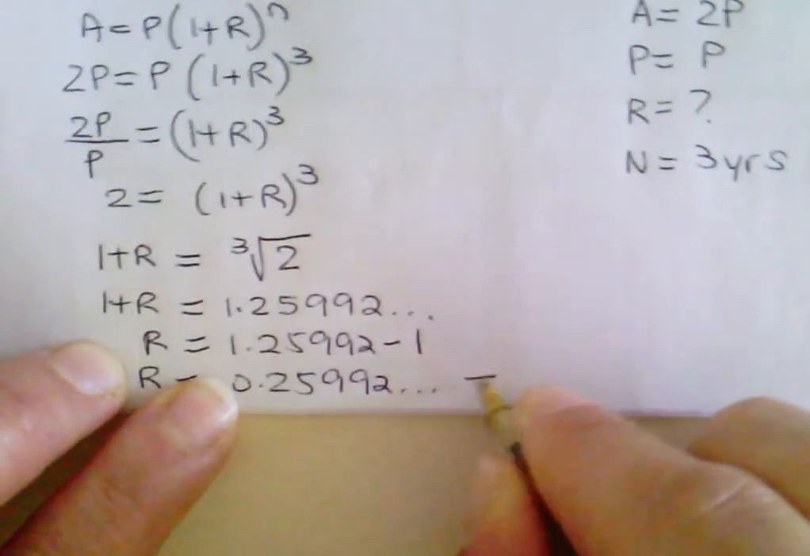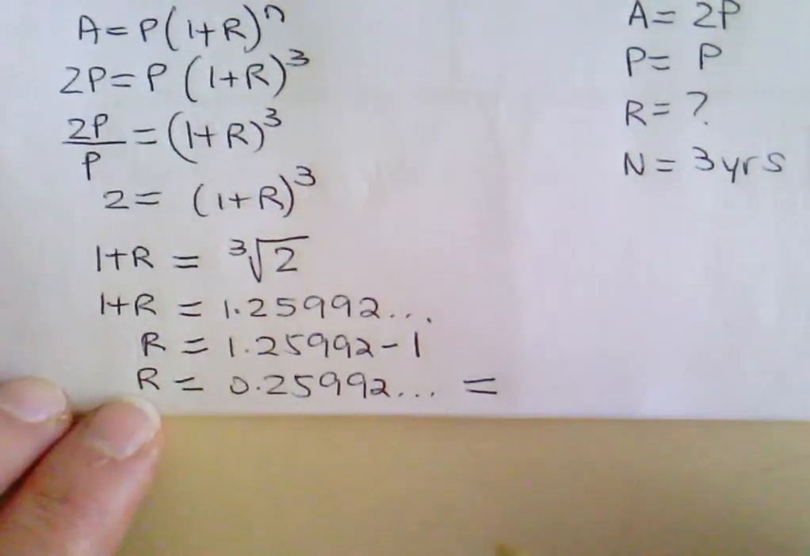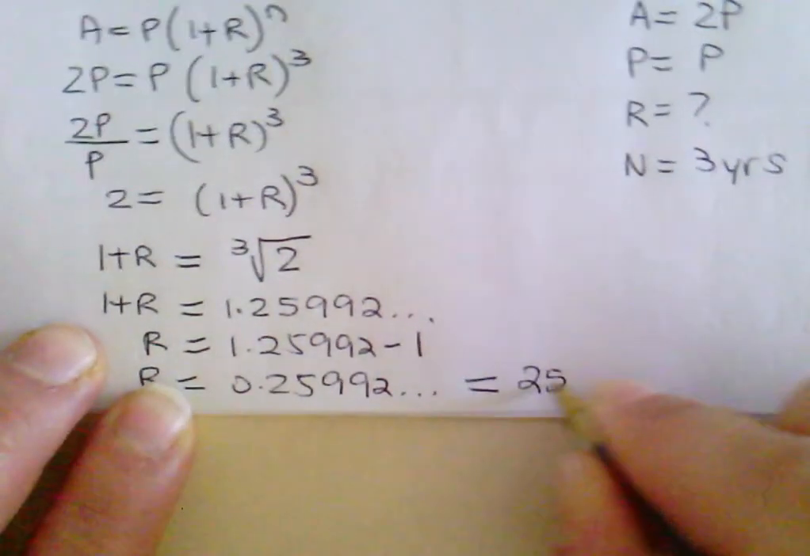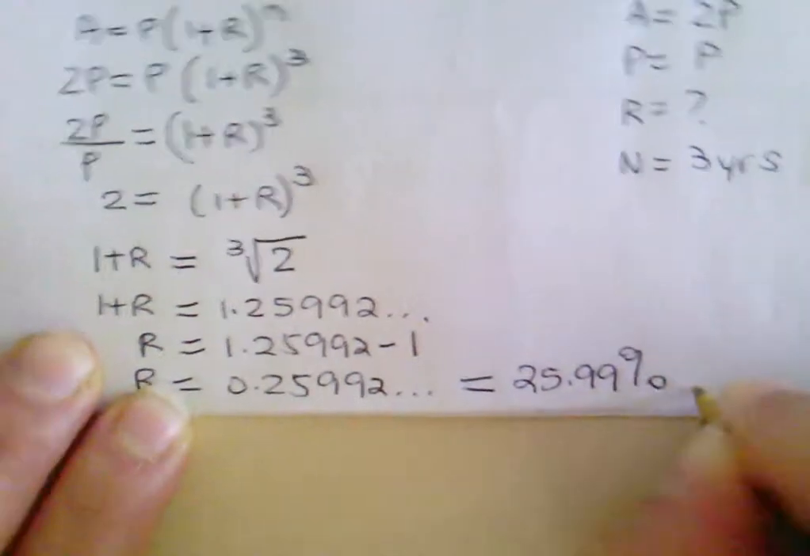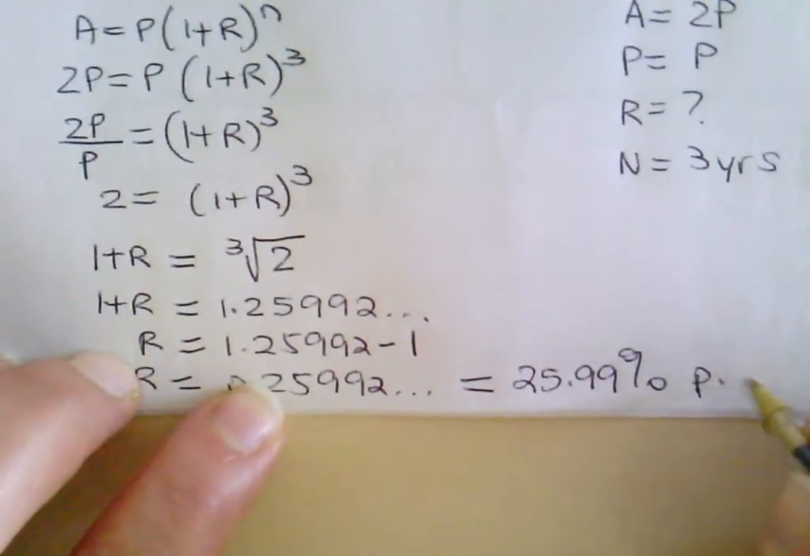0.25992, etc. Girls, remember, whenever you use the A equals P(1 plus R) to the N formula, which is the compound interest formula, your R is always expressed as a decimal. So your R here, don't sit there and say that is a small interest rate. It's not. It's 25.99% to 2 decimal places, or 26% per annum.